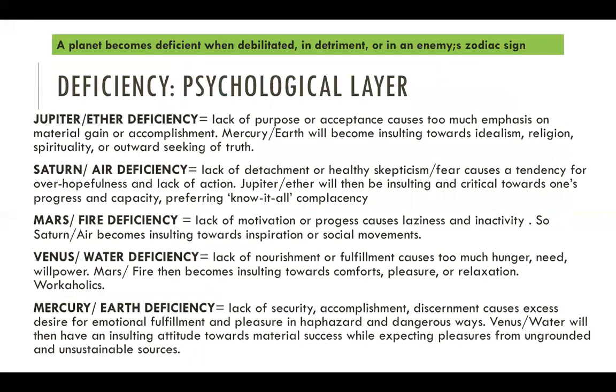So let's look at the planets again, the psychological layer. A Jupiter deficiency means a lack of purpose or acceptance causes too much emphasis on material gain or accomplishment. So Mercury becomes insulting towards idealism, religion, spirituality, or outward seeking of truth, right? Because Jupiter is weak, Mercury has to take up the slack. And Mercury says, well, I don't believe in God, I believe in money. And I hate everyone who's a religious person. There is no religion, right?